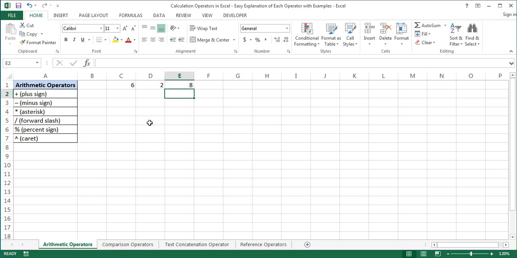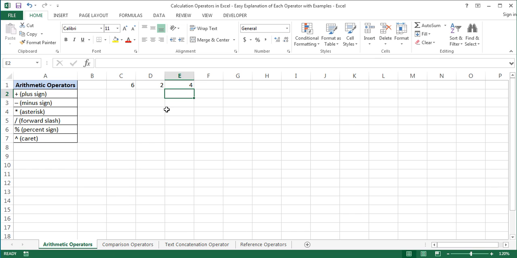The next arithmetic operator is minus sign. The minus sign performs two operations. First, it performs subtraction. For example, 6 minus 2 equals 4. We can use cell references again. C1 minus D1 equals 4.